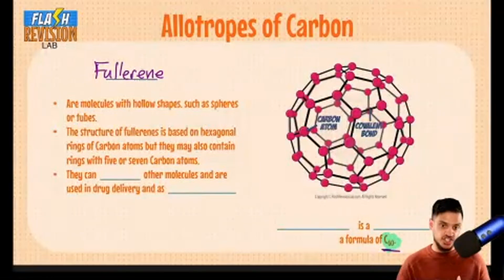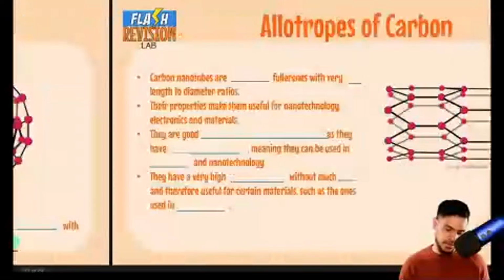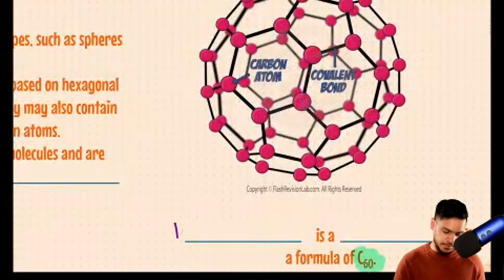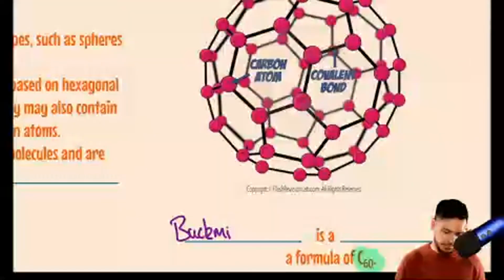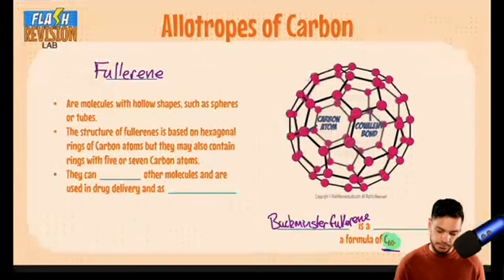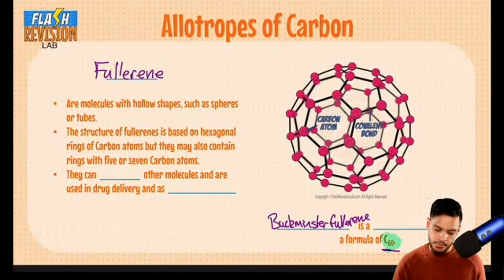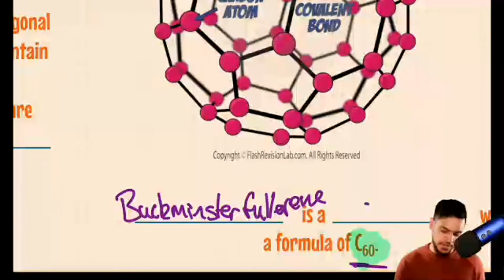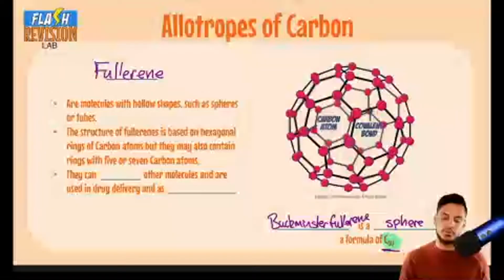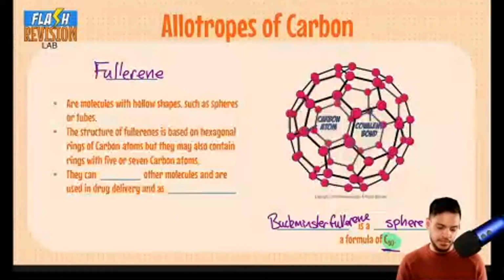Fullerene is the general term. It's an example of a fullerene. This is another example of a fullerene. This specific one, the one that looks like a football, is Buckminster fullerene. It's a spherical fullerene, so it's a sphere with a formula of C60. Some of the rings are hexagons, some of them are pentagons. It literally looks like a football.